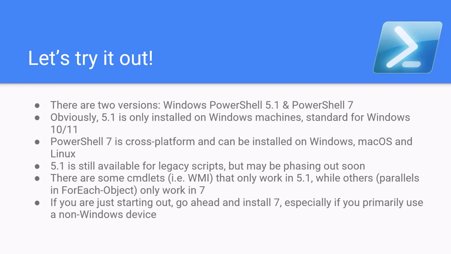Just as a quick tip, WMI stands for Windows Management Instrumentation, which obviously is for Windows only, but in PowerShell 7, you can use something called CIM, C-I-M, which allows you to pretty much get the same information from the system. If you're just starting out with PowerShell, go ahead and install PowerShell 7, especially if you primarily use a non-Windows device such as macOS or Linux. That said, that's all I have.